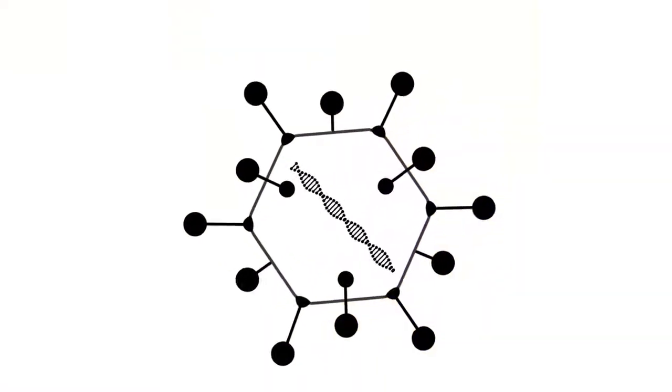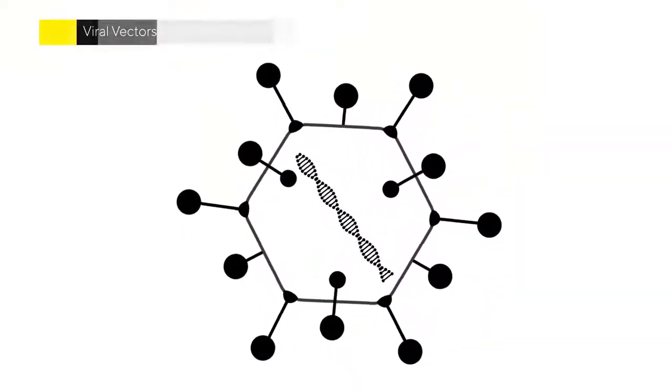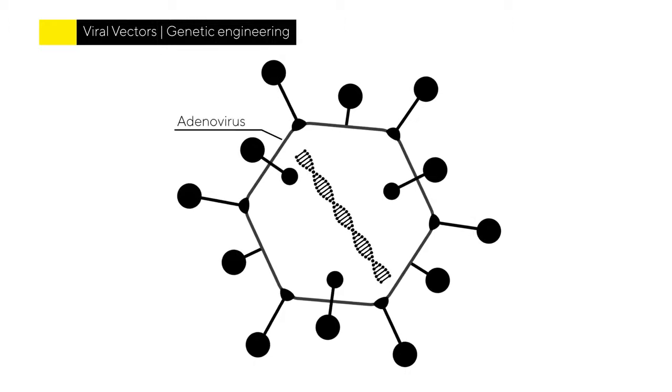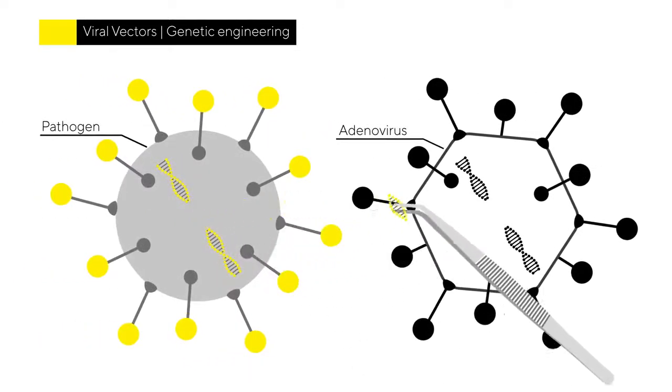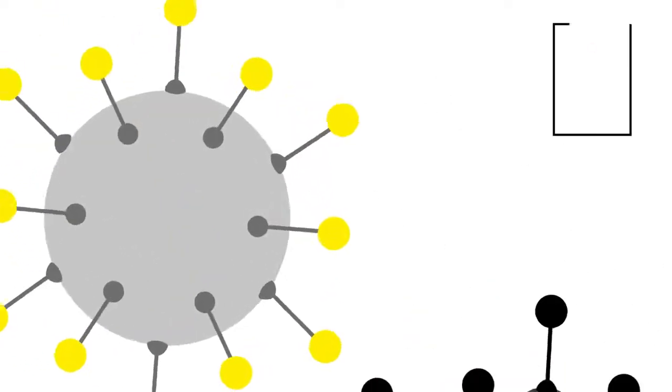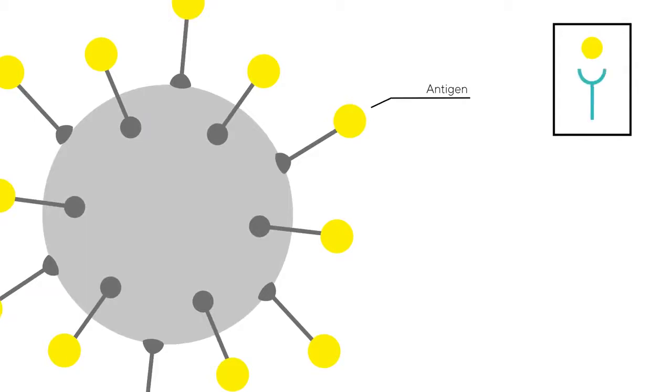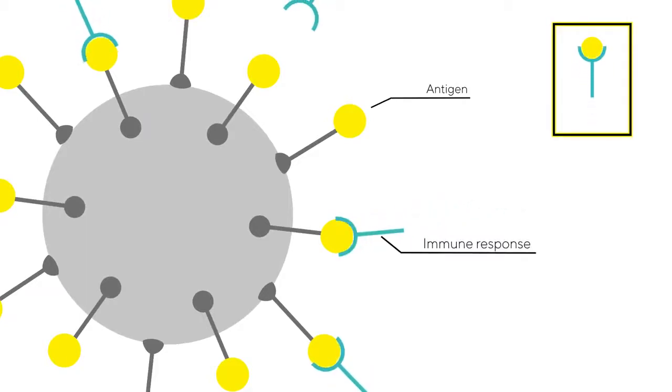Viral vectors are viruses that are genetically engineered to create vaccines. The adenovirus, for example, is a frequently used viral vector. It is genetically engineered to carry the genetic coding of the pathogen's antigen so that it can cause the body to produce antigens. An antigen is a molecule present at the surface of the pathogen that can be recognized by our immune system to then generate an immune response.